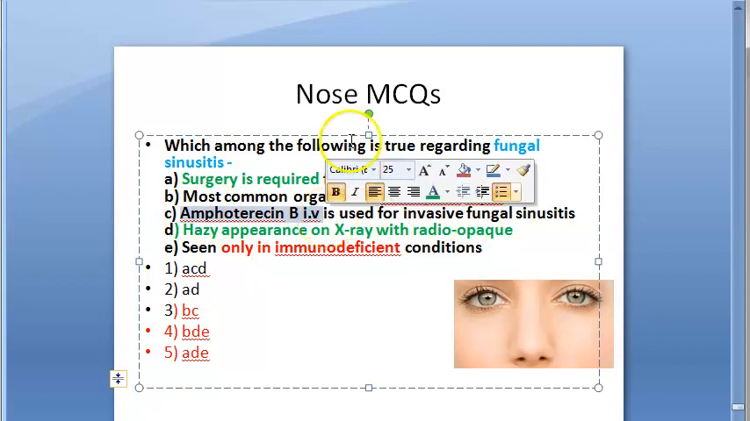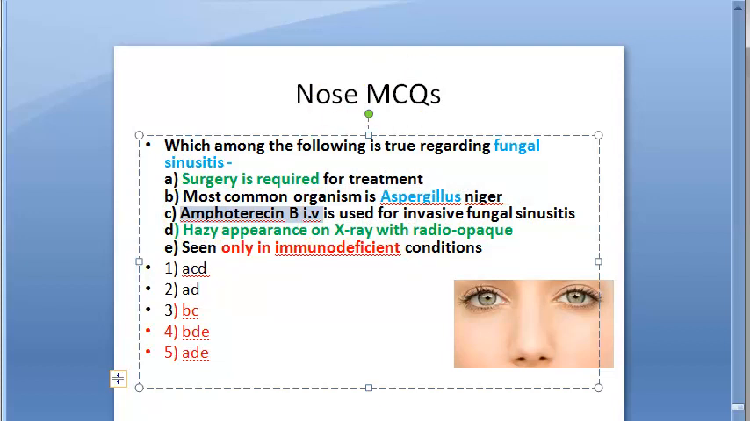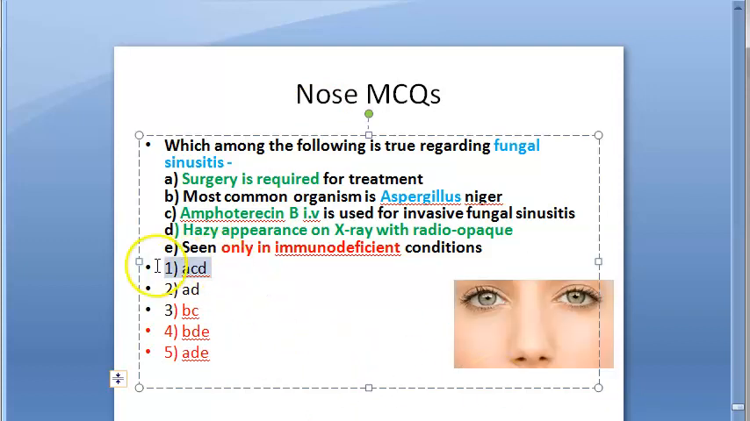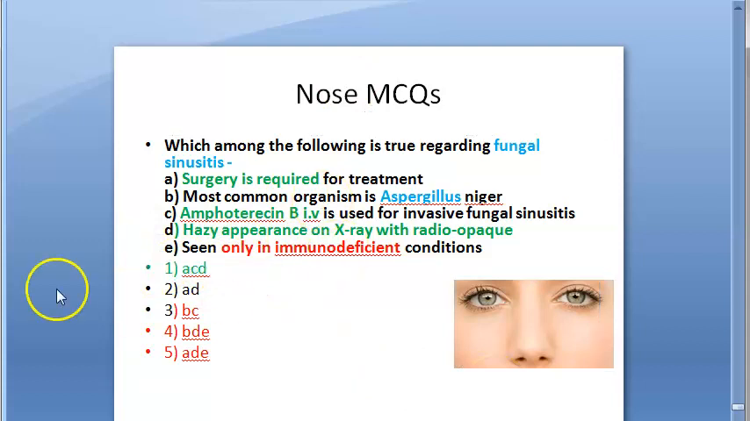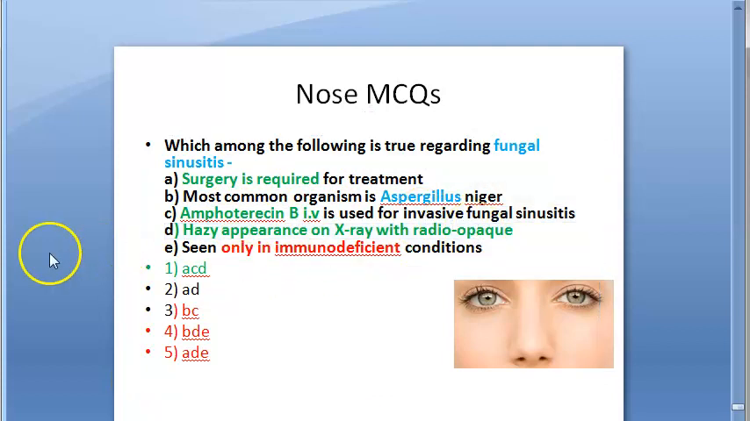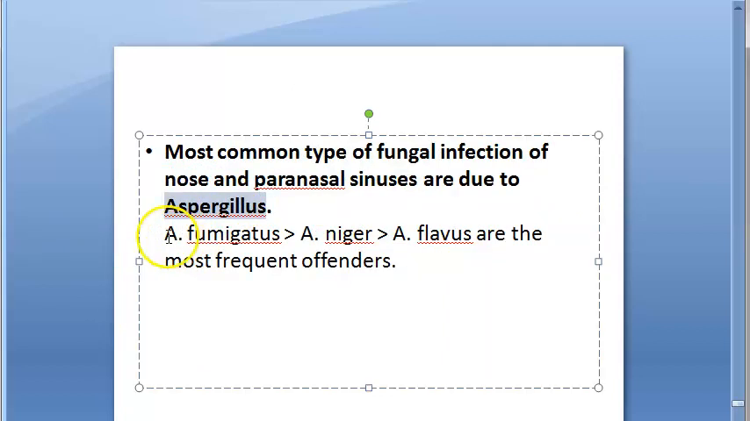Invasive and all, sinusitis, is it invasive? This much is correct, amphotericin B. So let's look at the answer. Answer is 1, yes, A, C, D. So we got it right, great. So surgery is required. Amphotericin B IV, hazy appearance on X-ray with radio opacity, right? Okay. So Aspergillus fumigatus is more common than the others, okay.